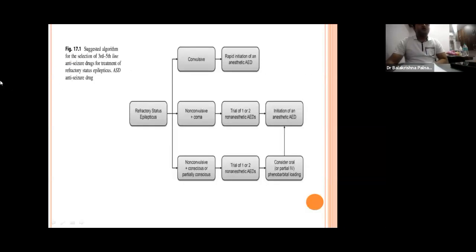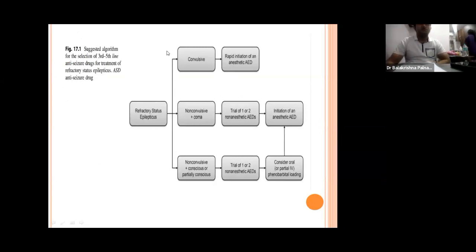So this is the suggested algorithm for refractory status epilepticus. Our child is currently convulsing, right? So I have started rapid initiation of anesthetic AED. I have given 1 dose of midazolam. The child did not respond. I have given Levipil and phosphentine. So the child is fitting the criteria for refractory status epilepticus.